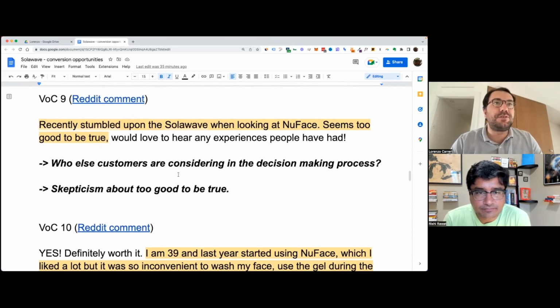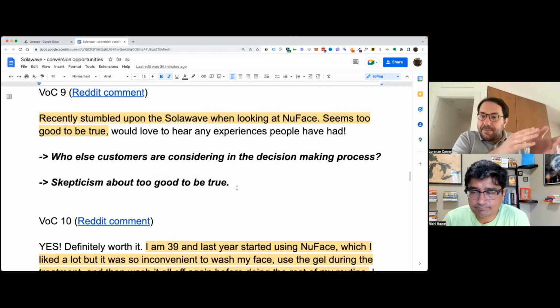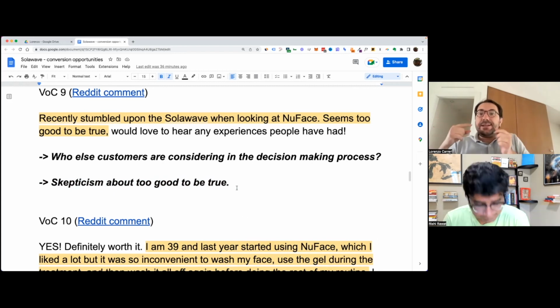Yeah. This one is also from Reddit. It says, recently, I stumbled upon this Solawave when looking at NewFace. Seems too good to be true, right? So now this person is telling us what they are comparing this product with in the decision-making process. But there's also some wording around being skeptical about too good to be true, because maybe Facebook ads or Instagram ads have oversold the results of the product. So this person is showing some skepticism, like, this doesn't smell good, right?